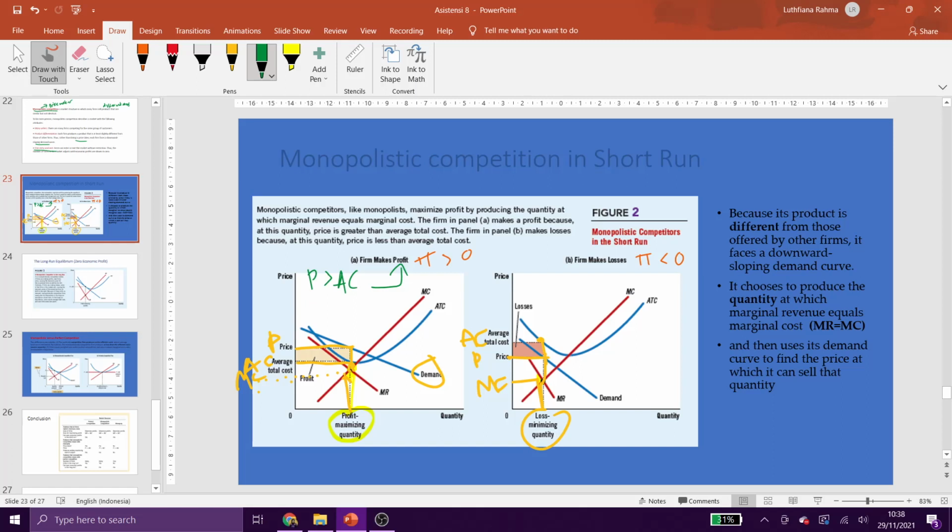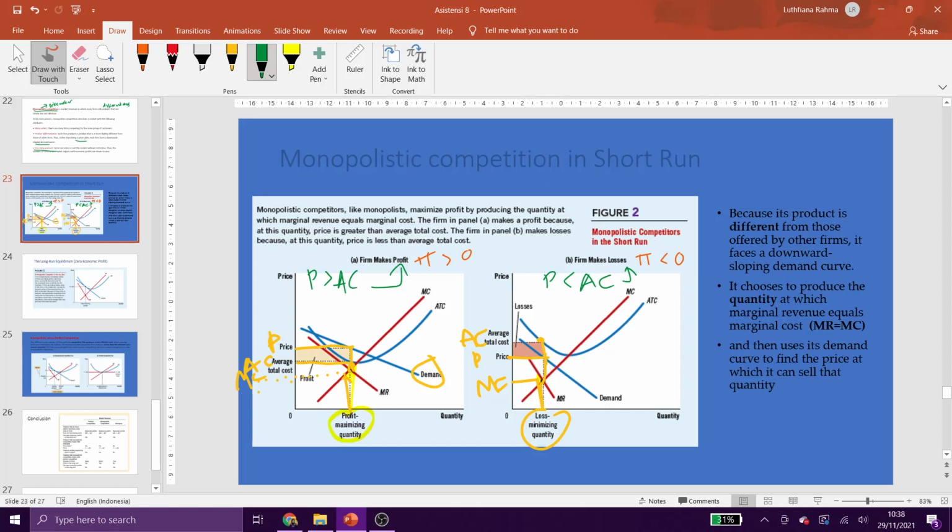So if we look at this curve, the price is below the average cost, and it means that the firm makes a loss. Okay, so that is the short run equilibrium in a monopolistically competitive firm.